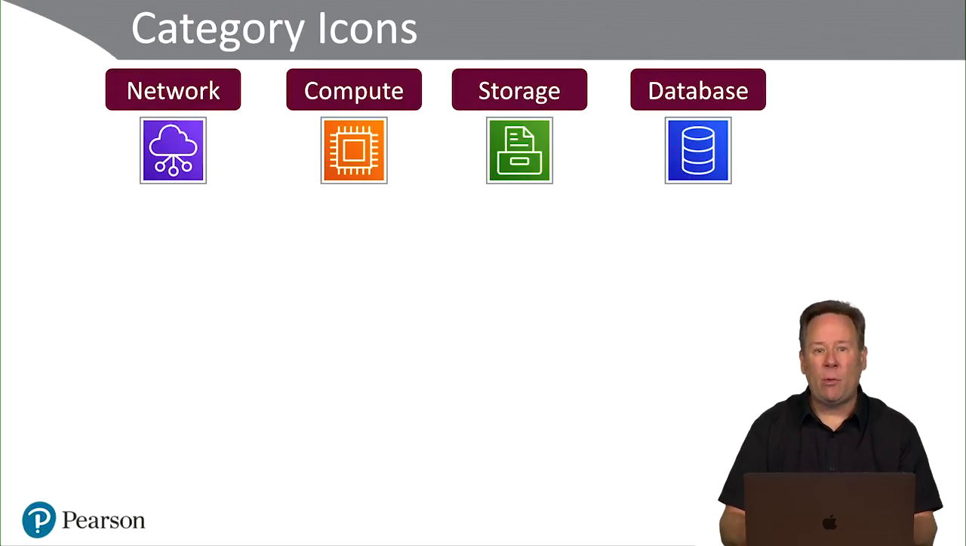Next, we have a hierarchy. At the top of this hierarchy, we have category icons. I've picked a handful of examples here, but the categories are going to match pretty closely the list of building blocks that we've already talked about. It includes network, compute, storage, and database services. Each of these categories is represented by a different color as well.